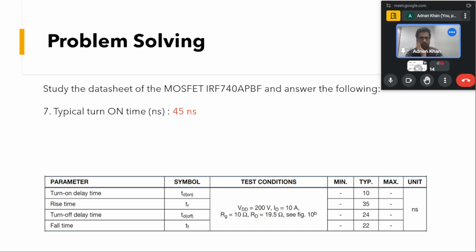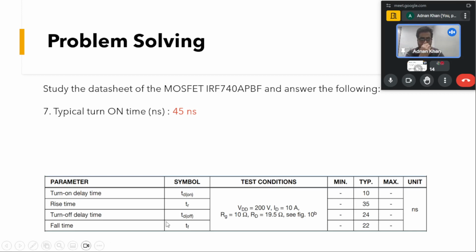That has been neglected here, and our turn on time will be equal to the turn on delay time plus the rise time, because after the rise time our current will start conducting, our device is conducting. So it will be the sum of 35 and 10, that will be equal to 45 nanoseconds. That will be the answer to this question.